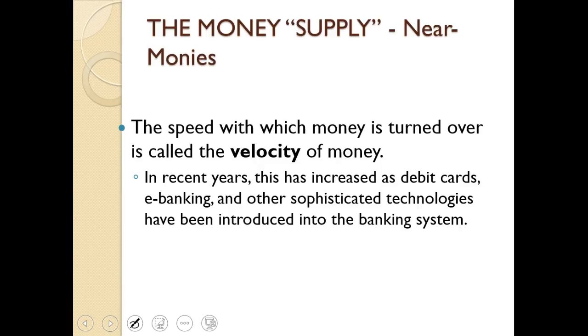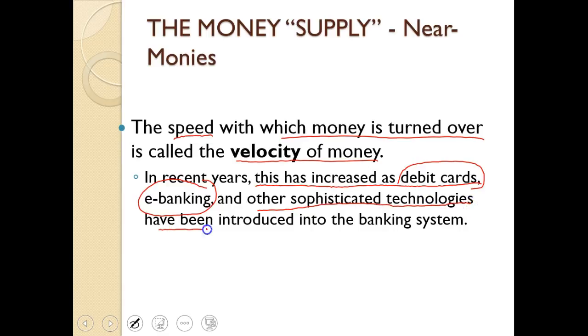The next thing we're going to talk about is the velocity of money. The velocity of money is the speed with which money is turned over in an economy. In recent years, the velocity of money in the United States has increased. It's increased due to debit cards, e-banking, and other sophisticated technologies that have been introduced into the banking system.